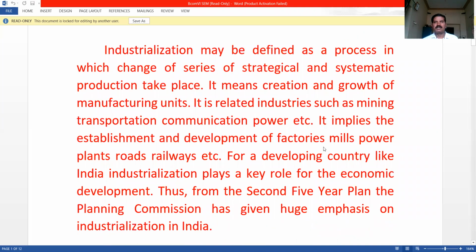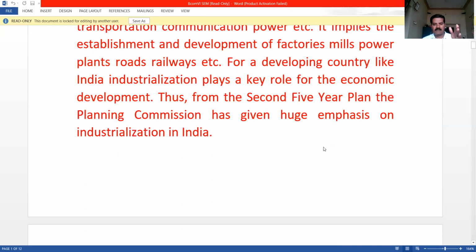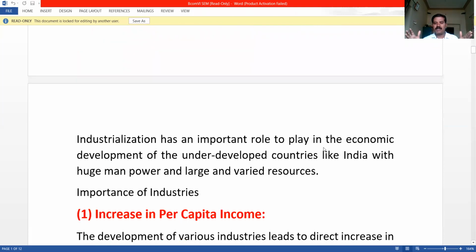For a developing country like India, what happens with industrialization? Industrialization plays a key role in economic development. Thus, from the second five-year plan, the Planning Commission gave the highest importance to the development of industries in our country. Industrialization has an important role to play in the economic development of underdeveloped countries like India, with huge manpower and large and varied resources.